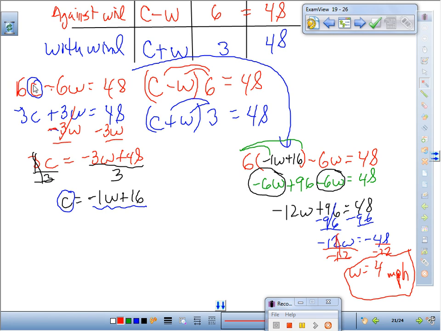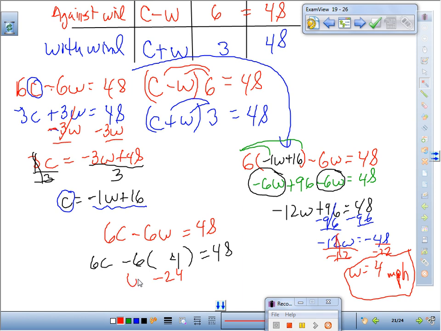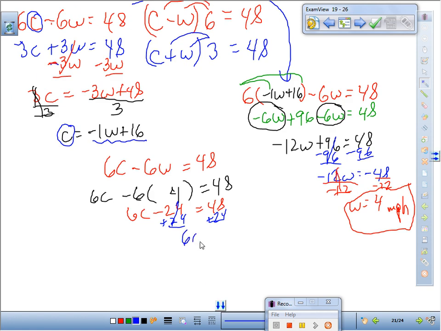So let's see. Which equation do you want to use? The top one or the second one? Okay, let's use the top one. 6C minus 6W equals 48. Now we're going to substitute for the W in here. This becomes 6C minus 6, and instead of W, what do we write? 4 equals 48. Let's solve that. Negative 6 times 4, that's negative 24. Bring down the 6C equals 48. Plus 24, plus 24. 6C equals 72. And the last step, divide by 6, divide by 6. C equals 12 miles per hour.